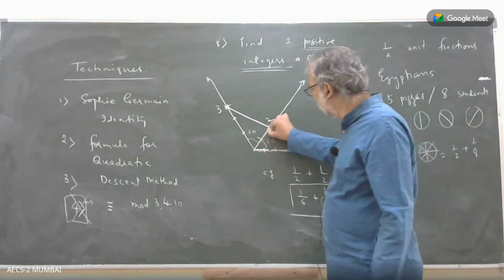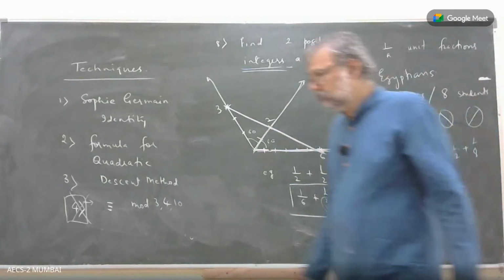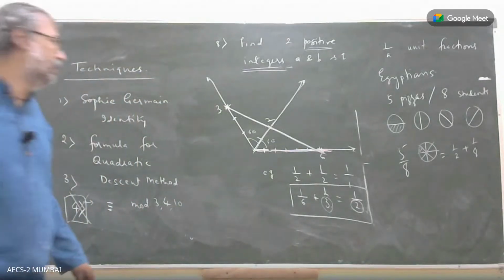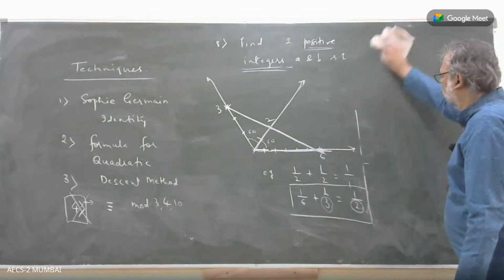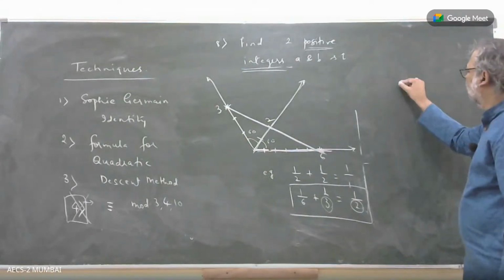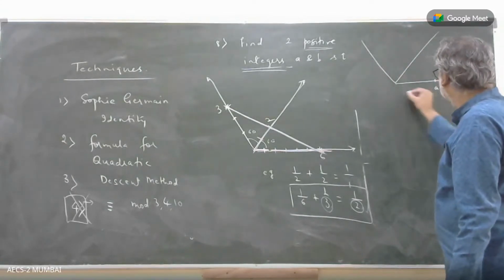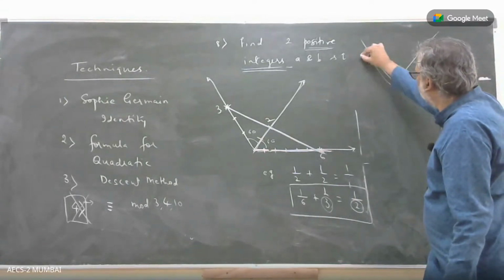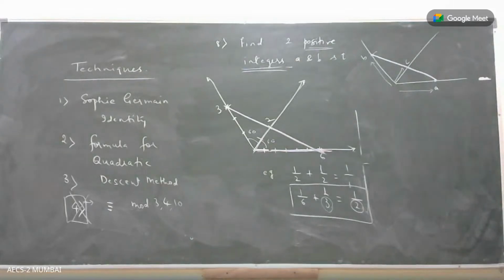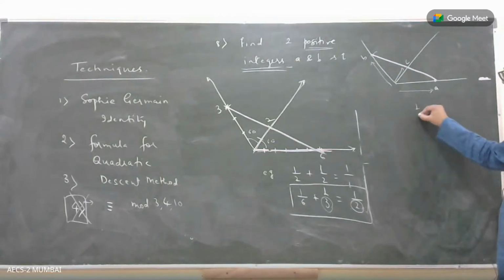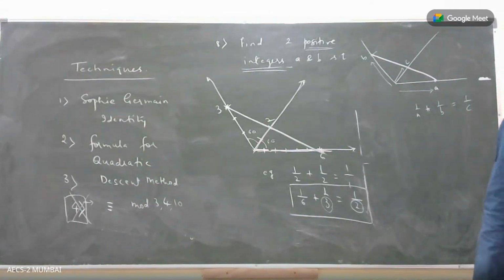This should be true. Okay, so what is the more general result? You draw 3 lines with 60 degrees. If this distance is A, if this distance is B, and if we join these two, this distance is C, then 1 by A plus 1 by B is equal to 1 by C. That is one of the problems.